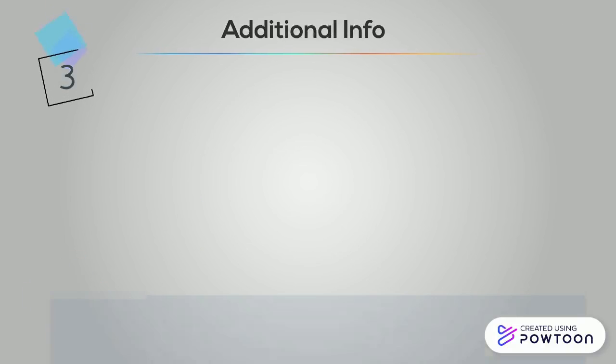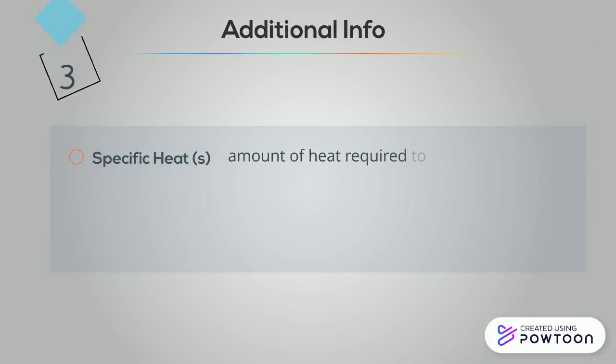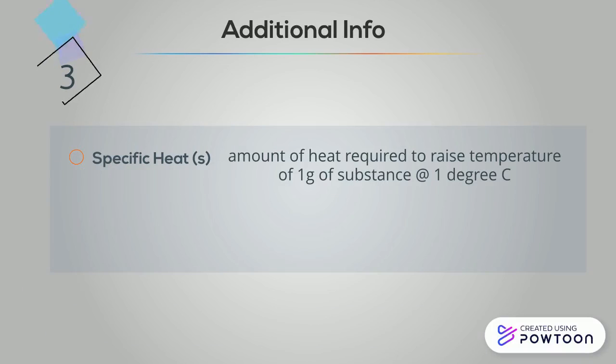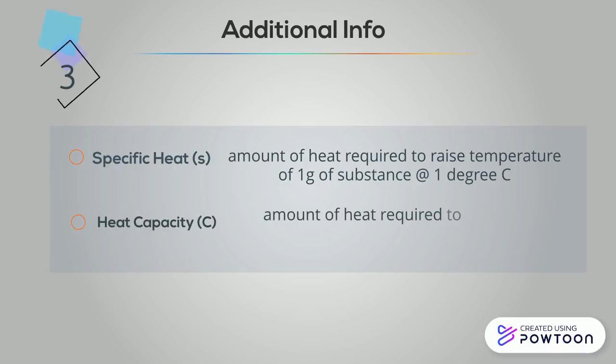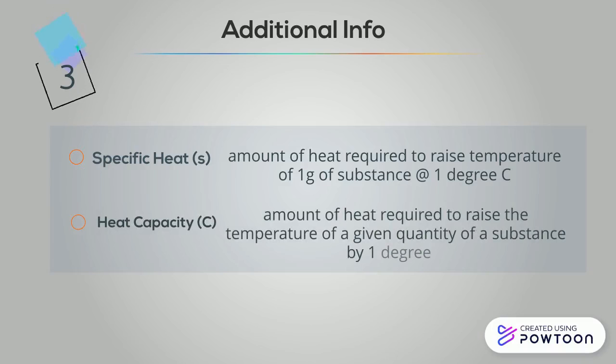You also need to know that the specific heat of a substance is the amount of heat required to raise the temperature of 1 gram of a substance by 1 degree Celsius. The heat capacity is very similar, but it is raising the temperature by 1 degree Celsius of any given quantity. You need to know this in order to do the calculations.